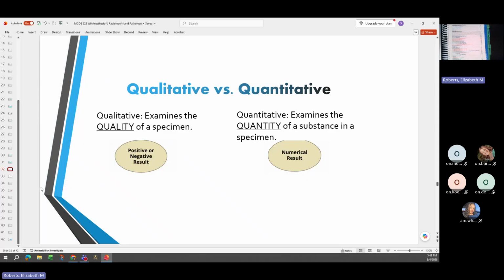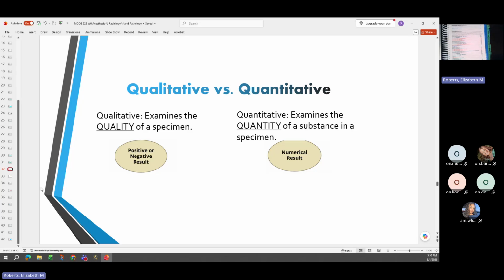Another thing that's important when it comes to lab codes is the differentiation between qualitative versus quantitative labs. A qualitative laboratory study evaluates the quality of a specimen. It's got that root word quality, right? Qualitative gives us a positive or negative result. Is it contaminated? Yes or no? Is there drugs in this patient's urine? Yes or no? That's a qualitative analysis.